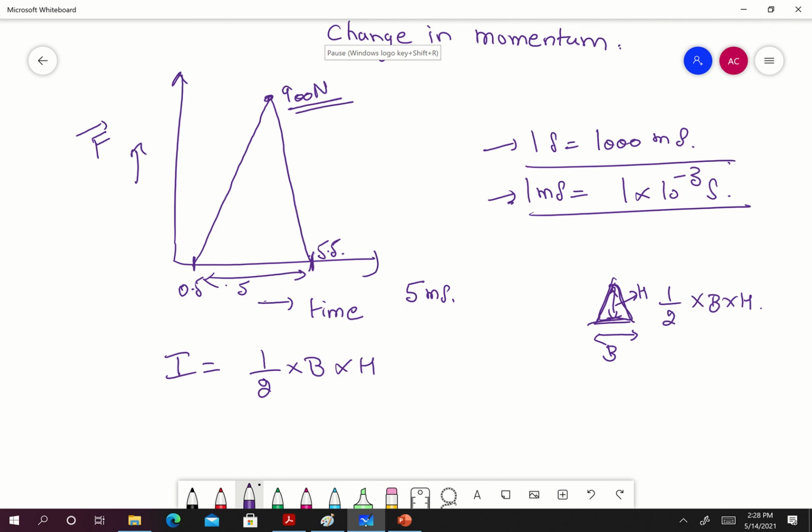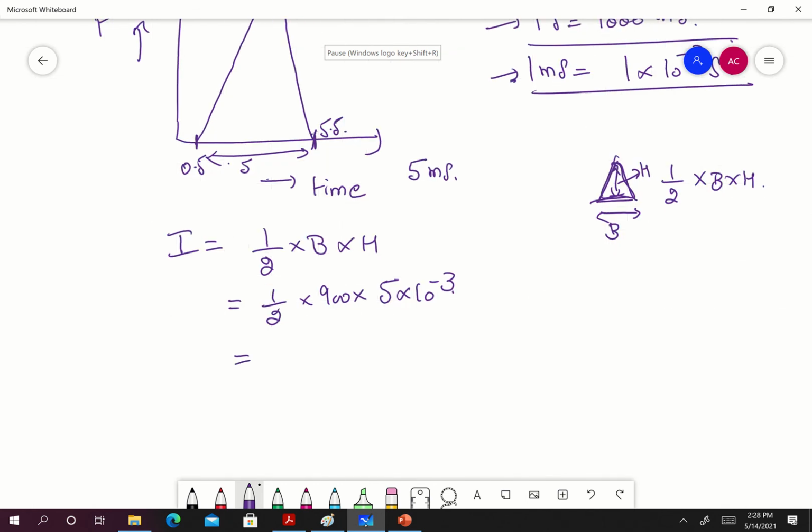So if I plug in the values, this will be half times 900 times 5 times 10 raised to power minus 3. And then if I do the calculations, it will come out to be 450. I can reduce this to 450 times 5 times 10 to the negative 3, and then I can do the complete thing in one step, times 5, that is 2.25 Newton second or kg meters per second.